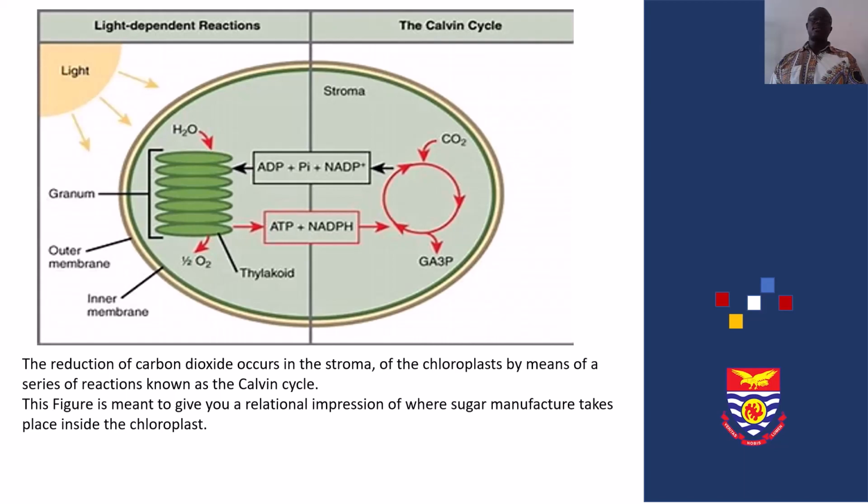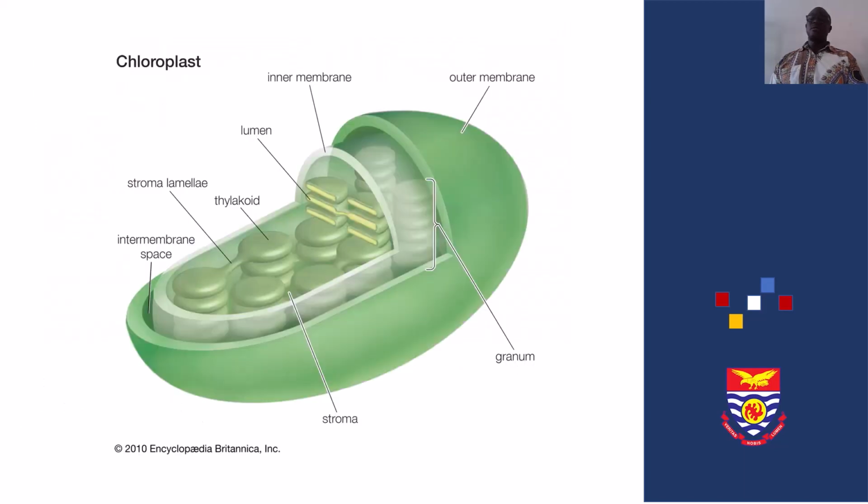So the figure is meant to give you a relational impression of where sugar manufacture takes place inside the chloroplast. So this is the chloroplast with its various components: the inner membrane, the outer membrane, the granum, the lumen, the stroma lamellae, the thylakoid membrane space. You have the stroma and others.